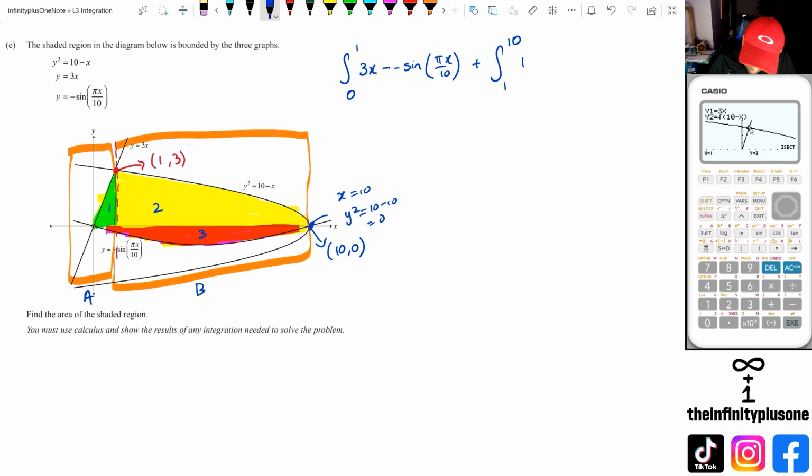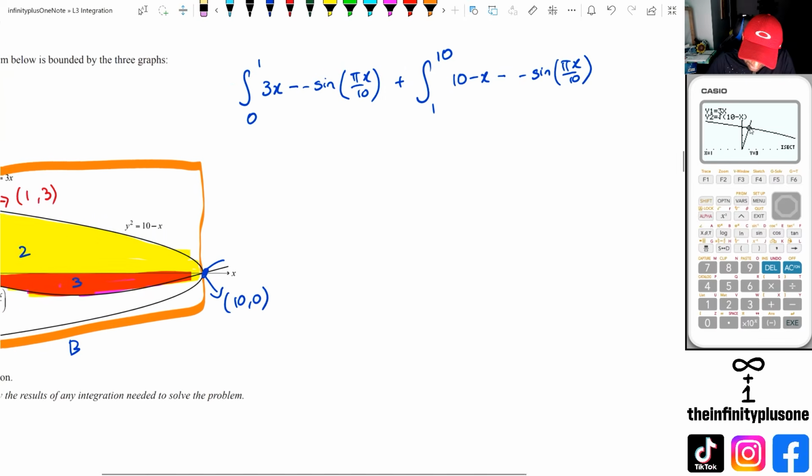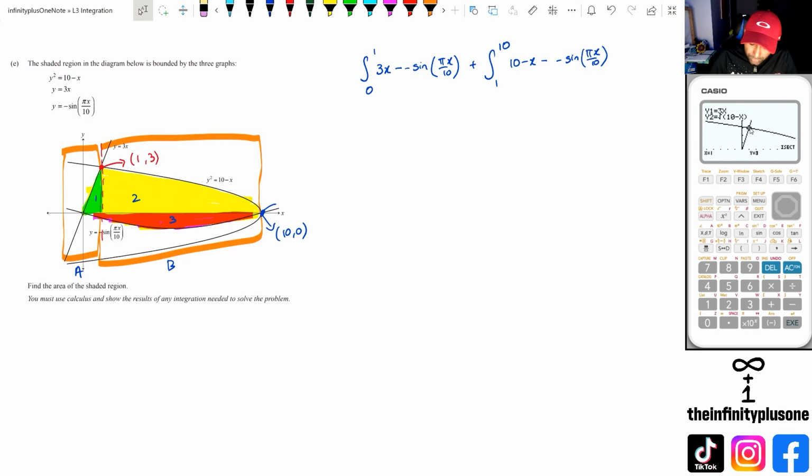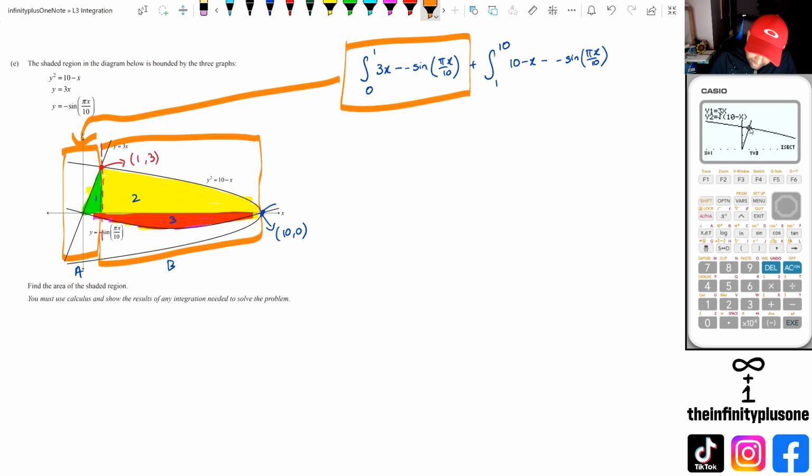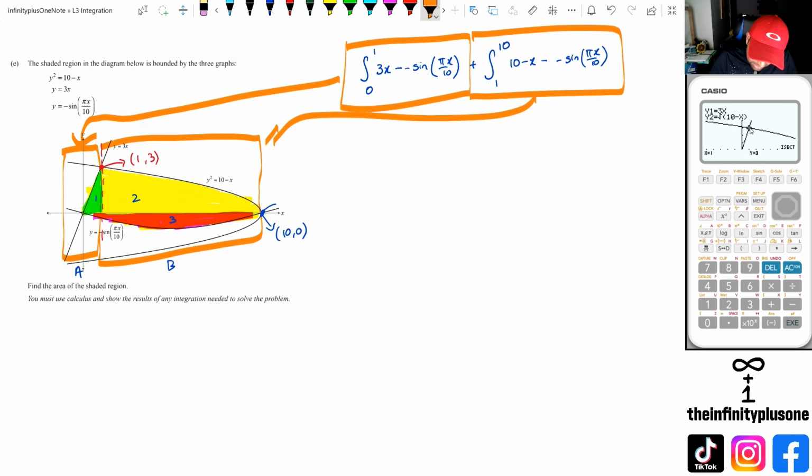And for this one, I'm going to have 10 minus x minus negative sine pi x over 10. Now, as I said to you before, I'm attempting this in a different method compared to the answer schedule. Let's see what happens. I'm looking for a final answer, but anyway, let's just see how this goes. So folks, just to recap, this is this little box here, and then this box is this one here. So it's the two little boxes that I'm looking at. I'm going to find the area between those two curves, and hopefully this actually works out.